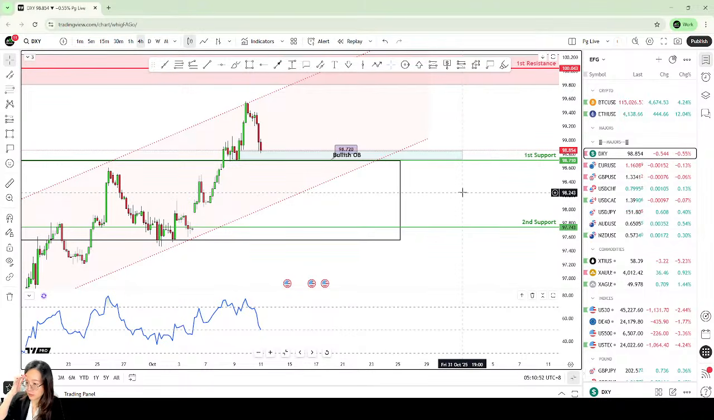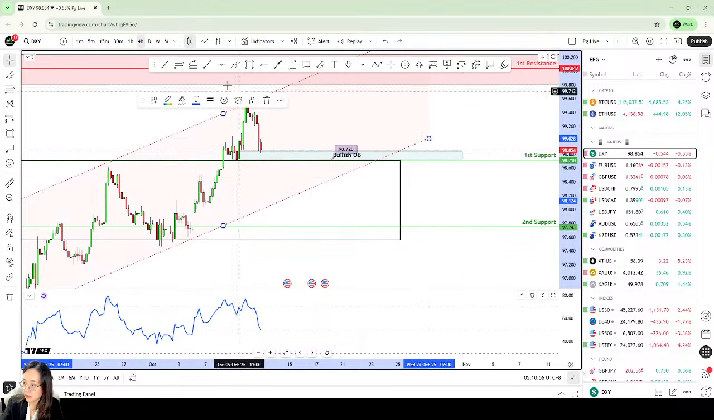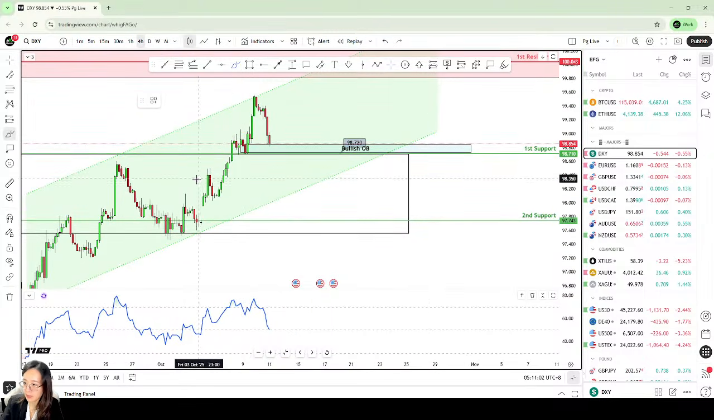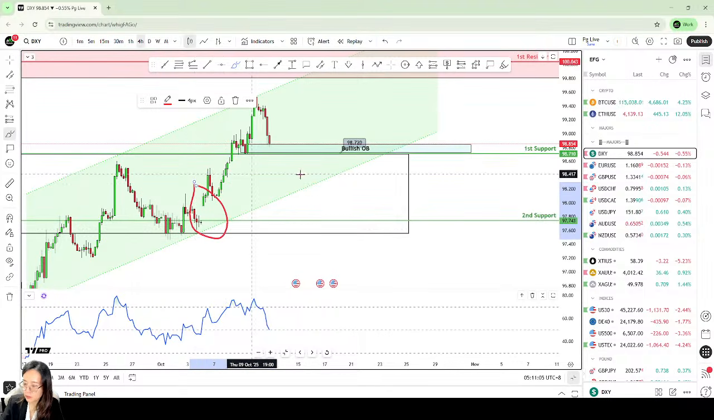And okay, the thing is, if price breaks below the first support, I think they might go all the way down to the second support to close the gap, but I don't know when. You take note of this. Okay, you take note of this as well.